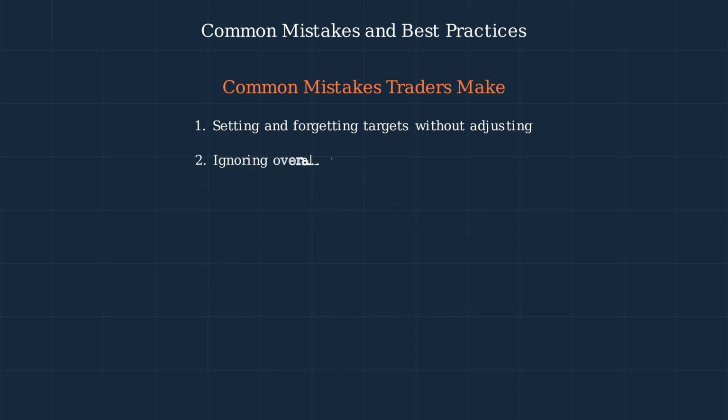The second mistake is ignoring overall market trends. Individual assets rarely move in isolation from broader market conditions. Finally, using price targets without stop losses exposes traders to unnecessary risk if the market moves against them.